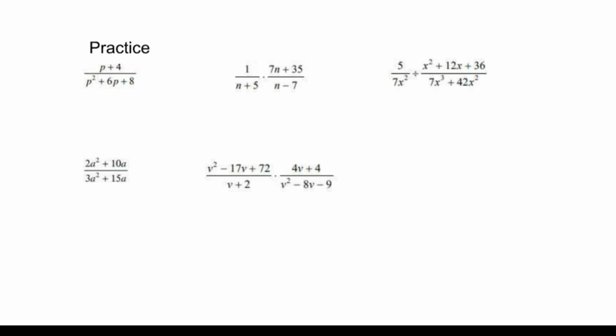Okay, looking at the first one, it looks like I have to definitely factor the bottom first. All right, I'm going to do this up here where I have a little bit of space. So let's factor the bottom. What multiplies to 8 and adds to 6? Well, that would be 2 and 4.